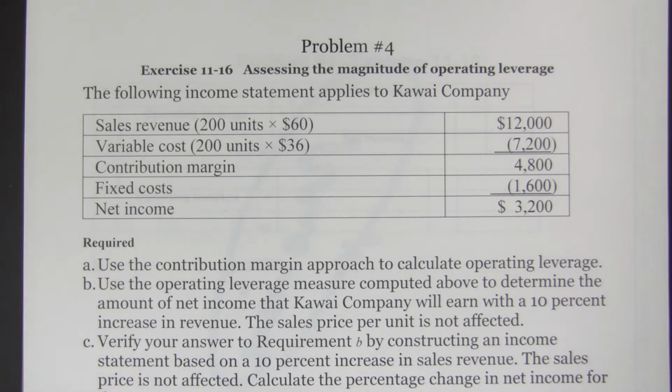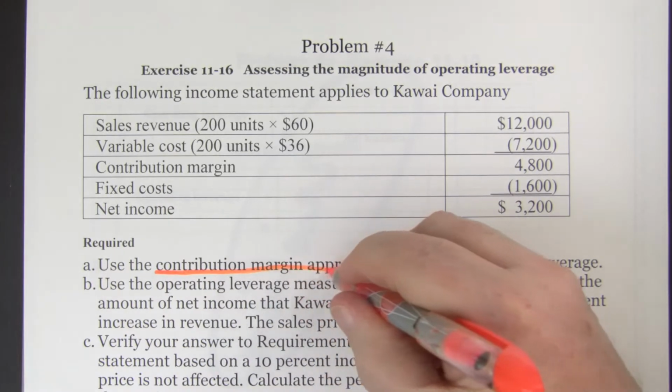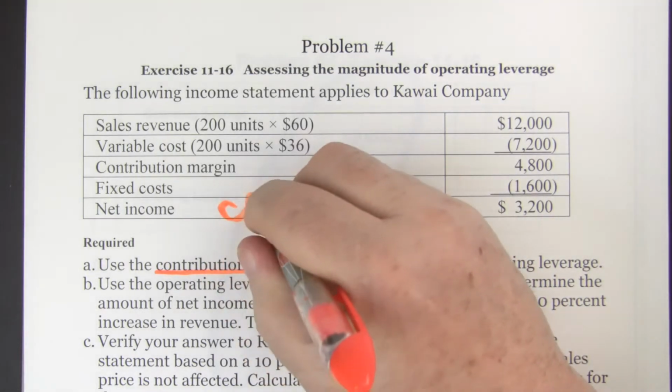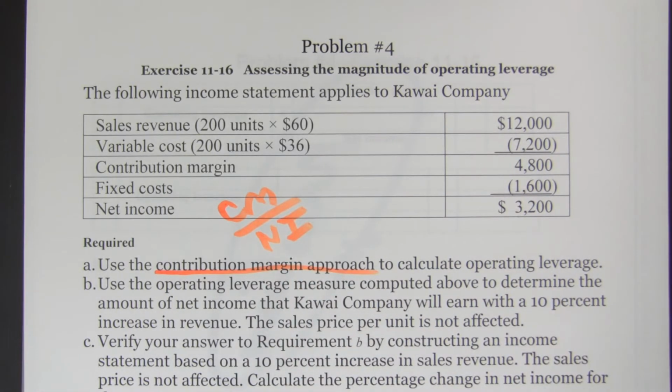Problem 4 in Connect, this is exercise 1116 in your textbook, asks you to compute and then apply operating leverage. So let's wade through the babble and see what they want here. They want us to use the contribution margin approach, which is good because I don't know any other approach. And the contribution margin approach is simply the contribution margin divided by net income. If there's another approach, no one's told me.